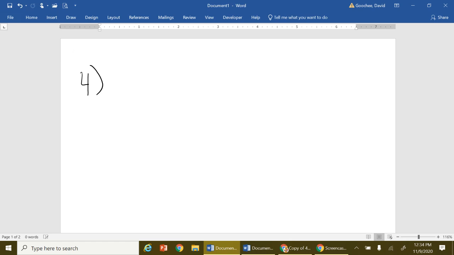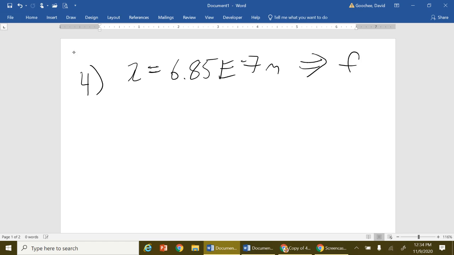So, we know that we have a wavelength of 6.85 times 10 to the negative 7th meters. We have to use this to figure out the frequency, because to figure out the energy, we need the frequency. For that, we're going to go back to our homework from last week. The speed of light equals the wavelength times the frequency. This is like part A of this problem.